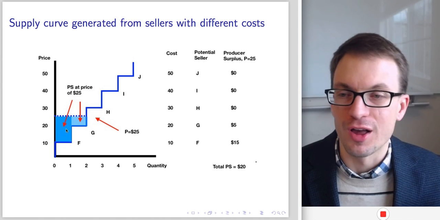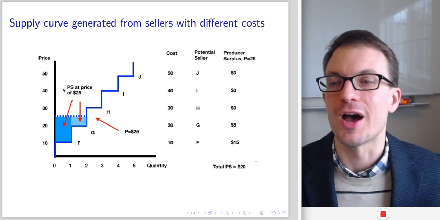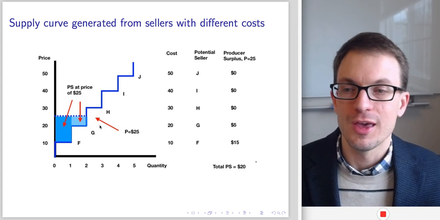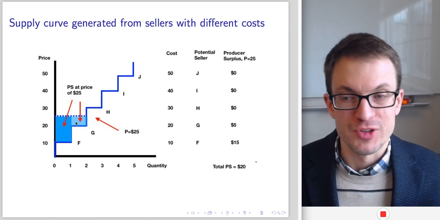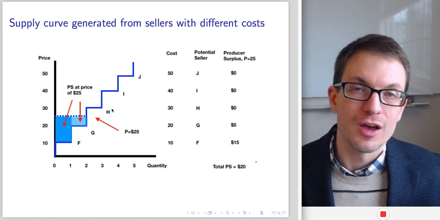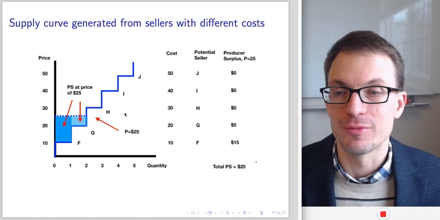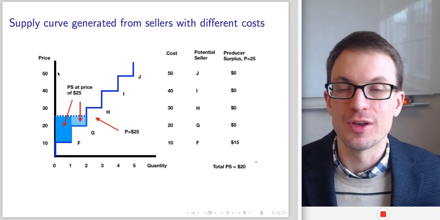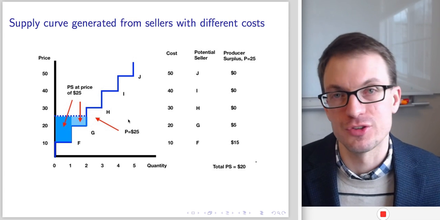Clearly, if the price falls, producer surplus falls. Price rises, producer surplus rises. And if it falls enough, seller G will leave the market. If it rises enough, H, I, J might enter the market. Right? If the price rose to above $50, we'd have all 5 sellers in the market.